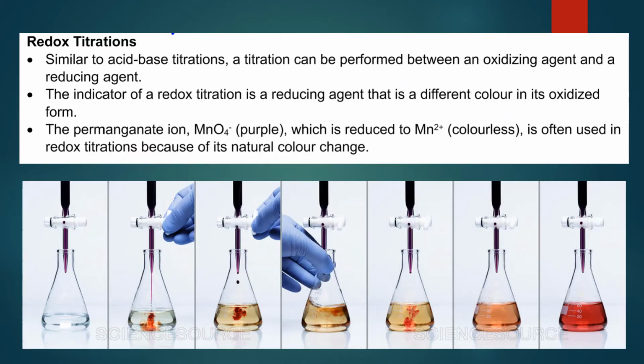The last thing that we're going to talk about in this lesson is redox titrations. These are very similar to acid-base titrations, and what we're doing is performing a titration between an oxidizing agent and a reducing agent. And the indicator in this titration is a reducing agent that's a different color in its oxidized form. Permanganate ions are almost always used for redox titrations because they go from purple to colorless in that change. And that's a natural color change. You don't even need an indicator for this particular one.